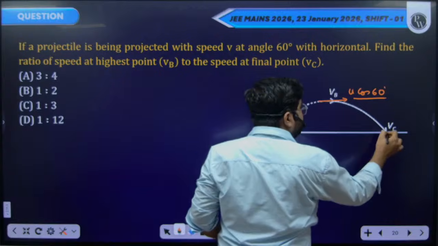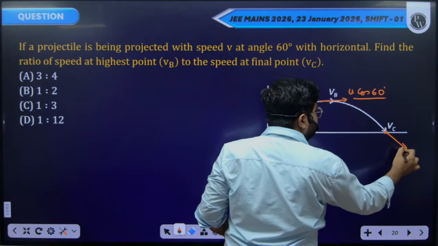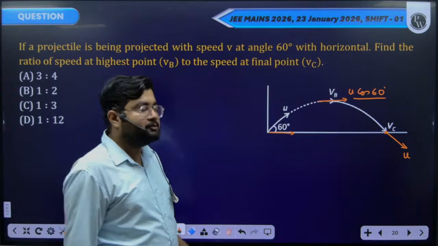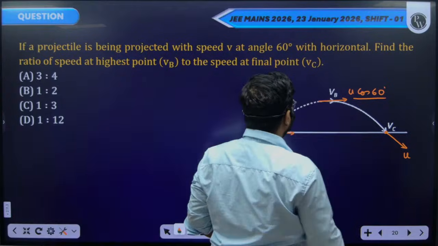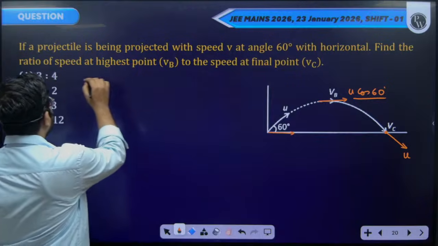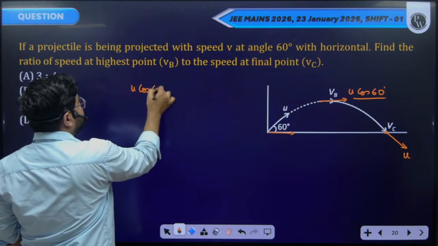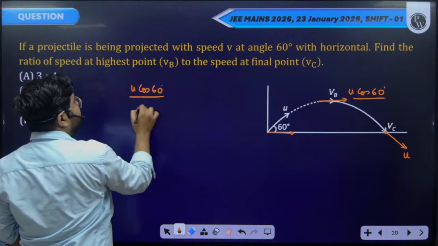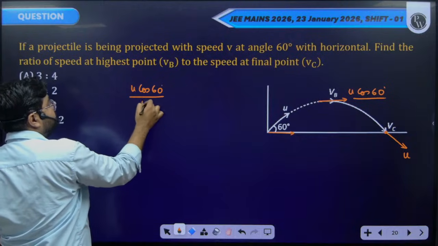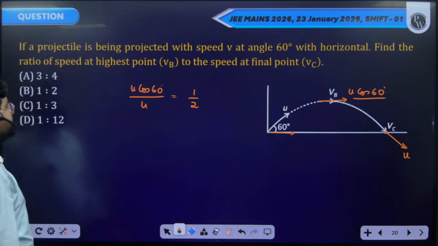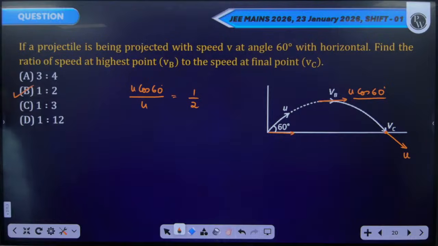And at the bottommost point, the particle will land with the same speed u. So the speed at the bottommost point is again u. Now they are asking us the ratio of speed at the highest point, that means u cos 60, to the speed at the final point, u. So this is just cos 60, which is half. So the answer is option B. Pretty simple question.